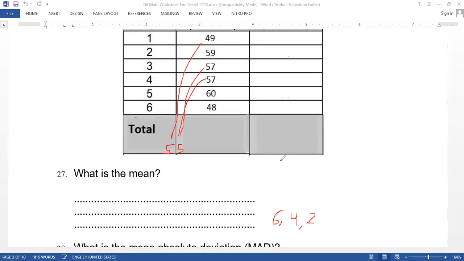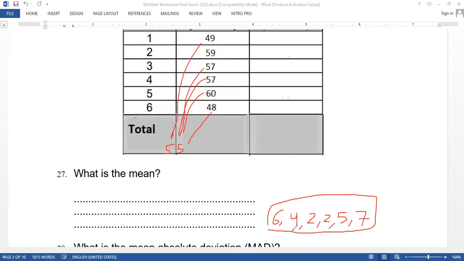57 minus 55, 2. Guys, even if the value is negative, I write it as positive. 57, again 2. 60 minus 55, 5. 48 minus 55 is negative 7, but I write it in absolute value. It becomes 7. So here are the absolute deviations, the absolute value of the difference between each value and the mean.